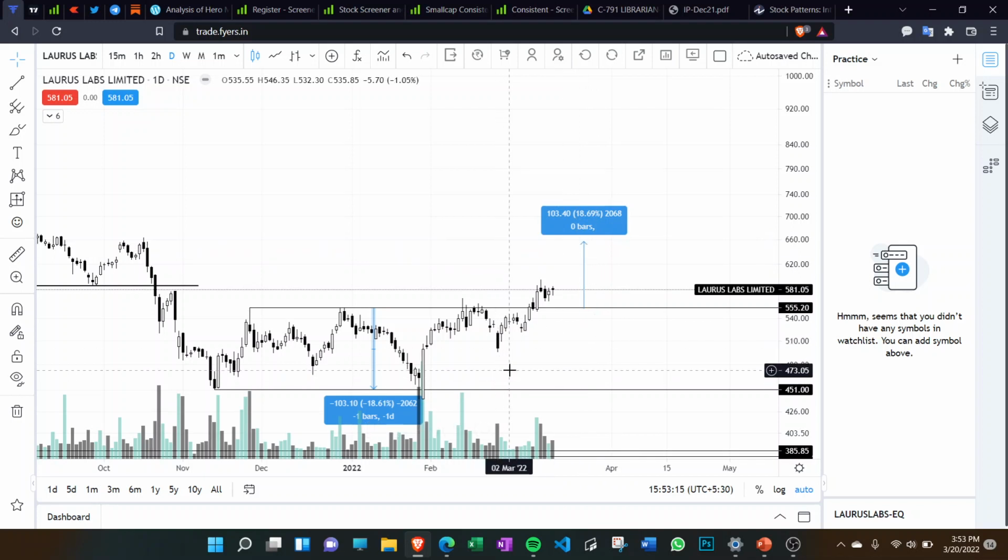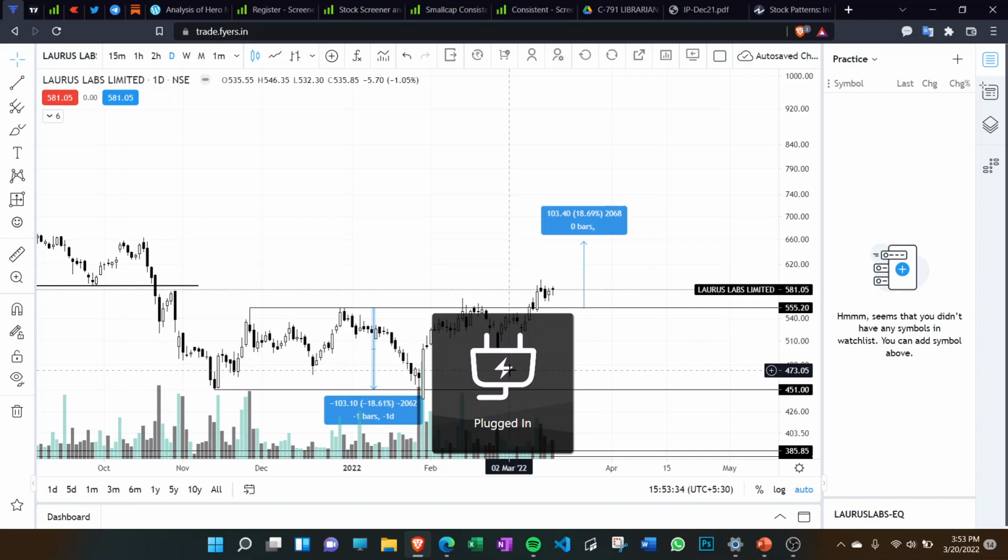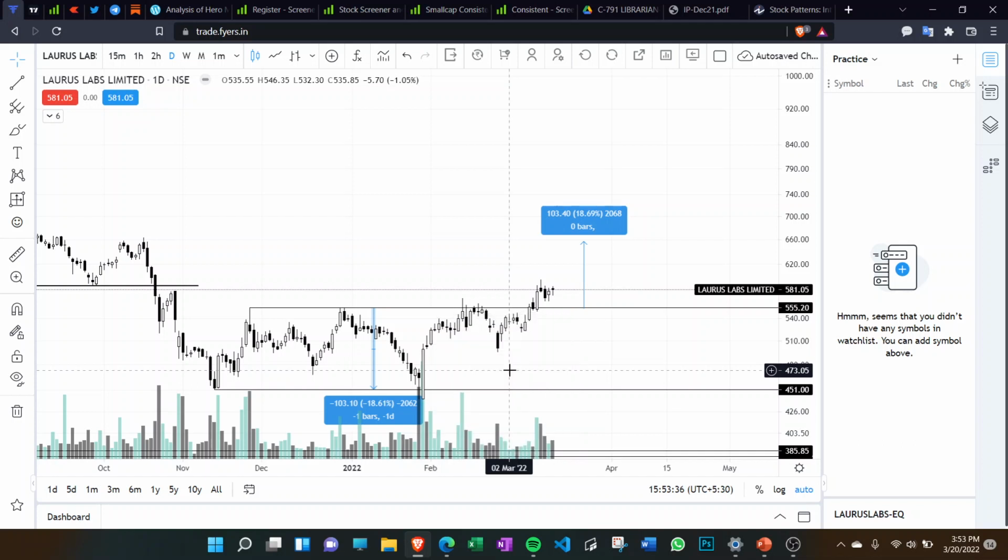So that was it for today. We took a look at the horizontal pattern, or you can call it a rectangle pattern. It is both a reversal and a continuation pattern. We saw how to trade this pattern and how to identify whether it's a reversal or a continuation pattern. So this was it for today's video.